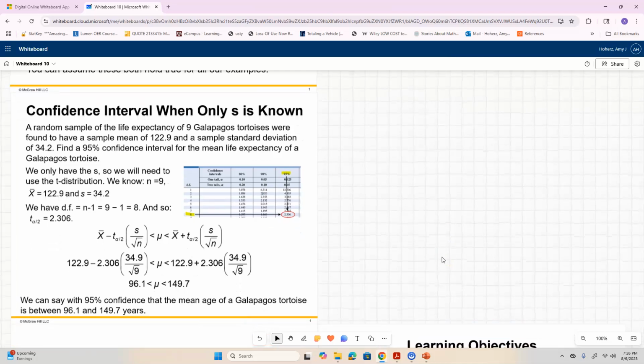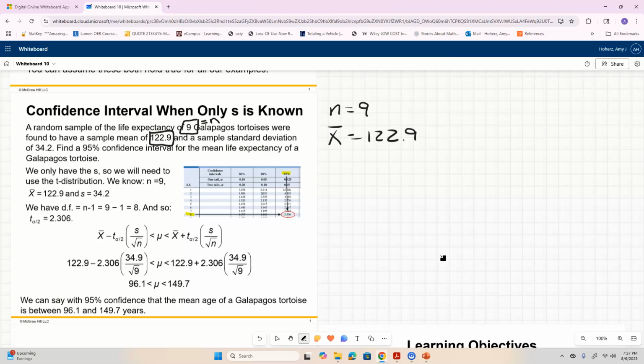So we're looking at this problem, and it says a random sample of the life expectancy of 9 Galapagos turtles. Okay, so what's our 9? That's our n, our sample size. They're found to have a sample mean of 122.9. That's going to be our x bar. Let's write these off to the side. So n equals 9. X bar is 122.9.